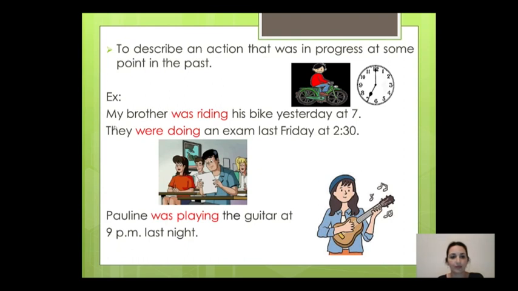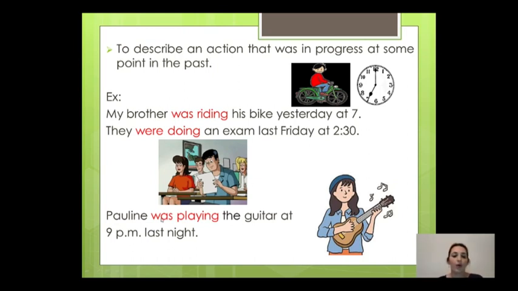For example, my brother was riding his bike yesterday at 7. So when was he riding his bike? Yesterday at 7. Or, they were doing an exam last Friday at 2:30. So when were they doing an exam? Last Friday at 2:30.